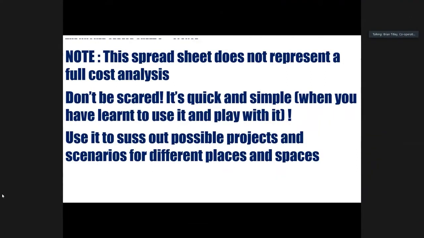And we have examples. The spreadsheet has several sheets because there are examples in there that you can use, and it's sort of pre-filled to a certain extent, so you can overwrite with your own numbers. Being careful not to overwrite the calculation cells. It's not locked in any way. So yeah, you use it to suss out possible projects.